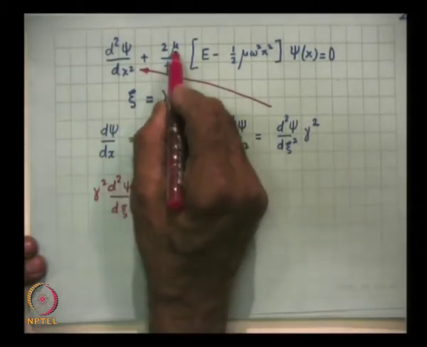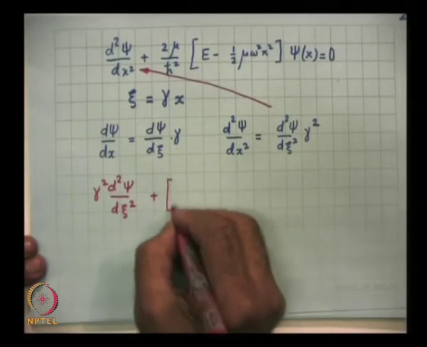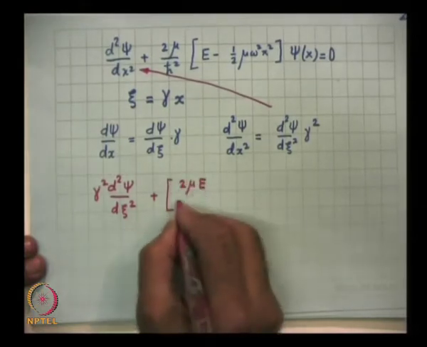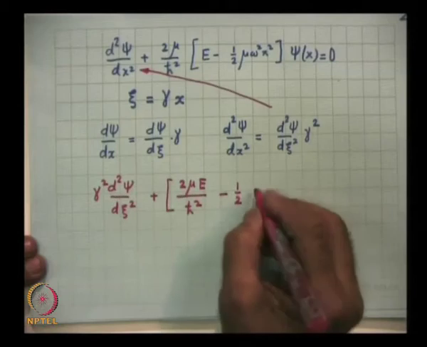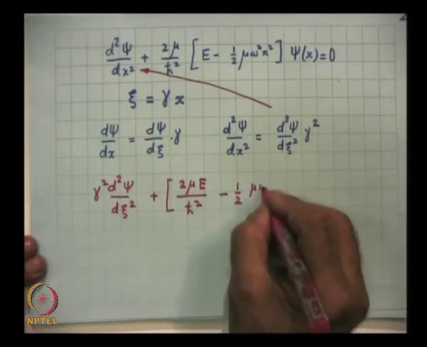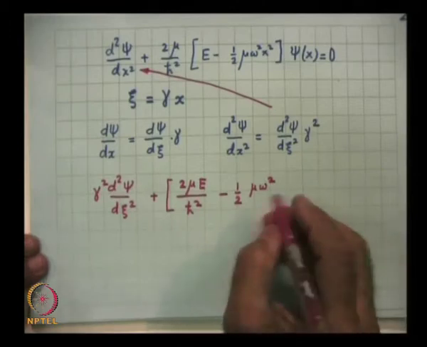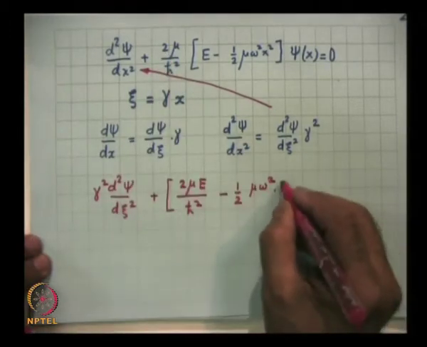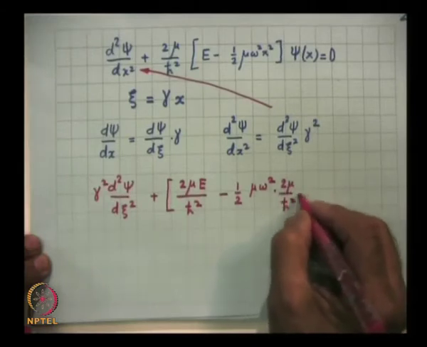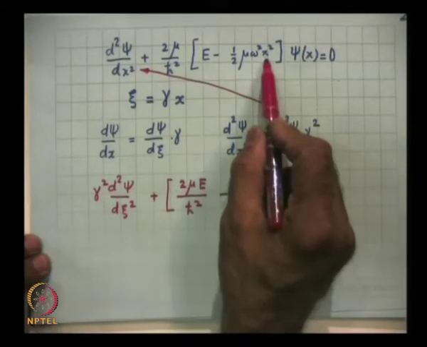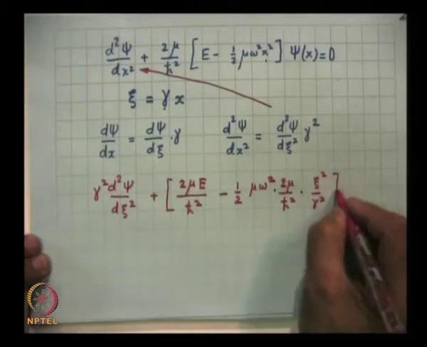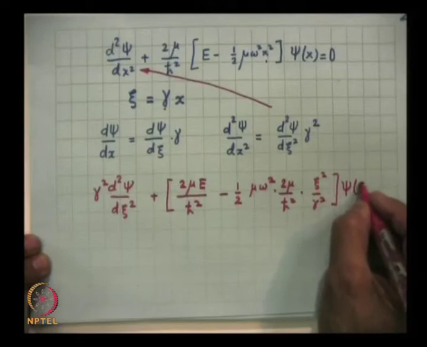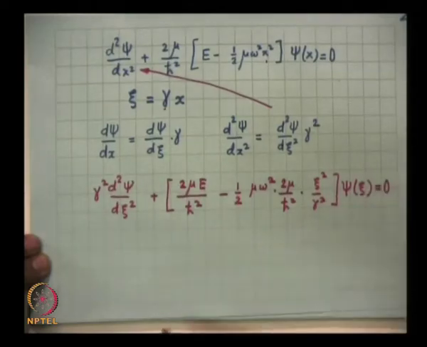I take 2 mu inside, so I will get 2 mu E by h cross square minus half mu omega square, and then I multiply by 2 mu by h cross square. So, 2 mu by h cross square, and x here is xi by gamma. So, xi square by gamma square. Now, psi is a function of xi now. So, I divide by gamma square.